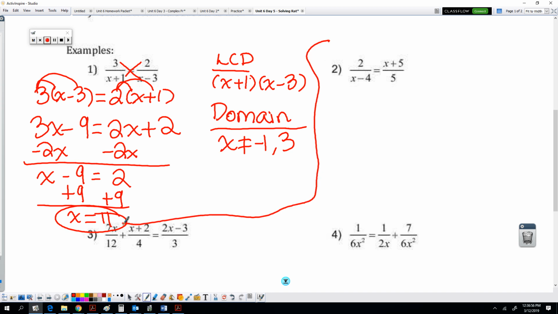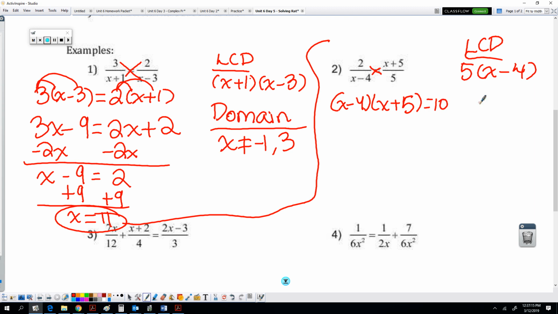Alright, number 2. We're going to find my LCD between every single one. And they have nothing in common, so it's 5 times x minus 4. And now we're going to cross multiply. So I get x minus 4 times x plus 5 is equal to 10. And while I'm on the side of the board, I'm going to write down my domain. My x cannot equal 4. We ignore the 5 because it does not have a value of x there.